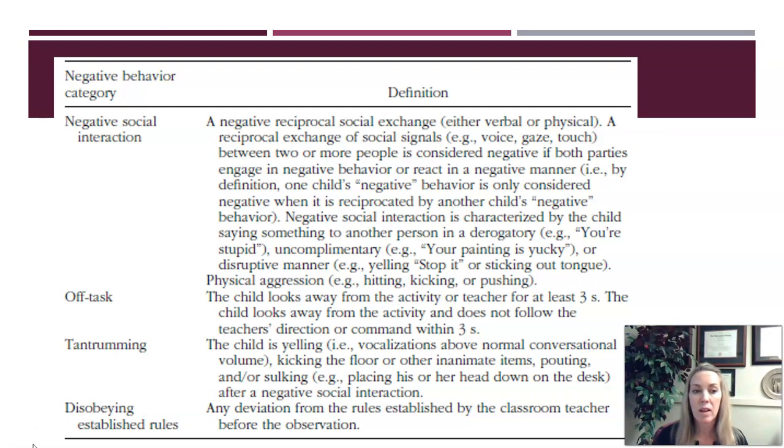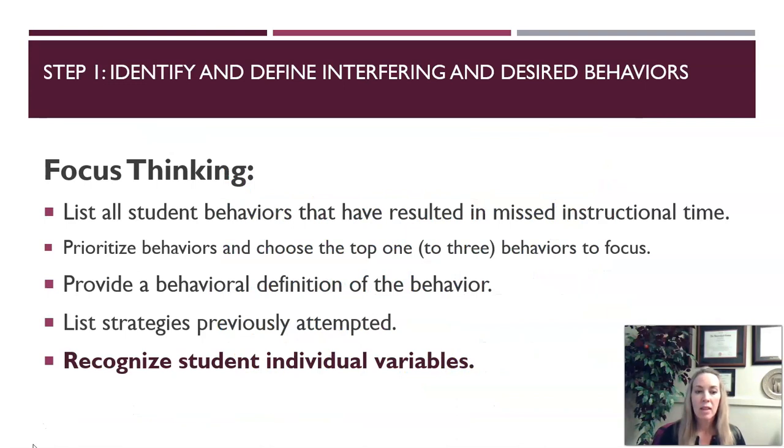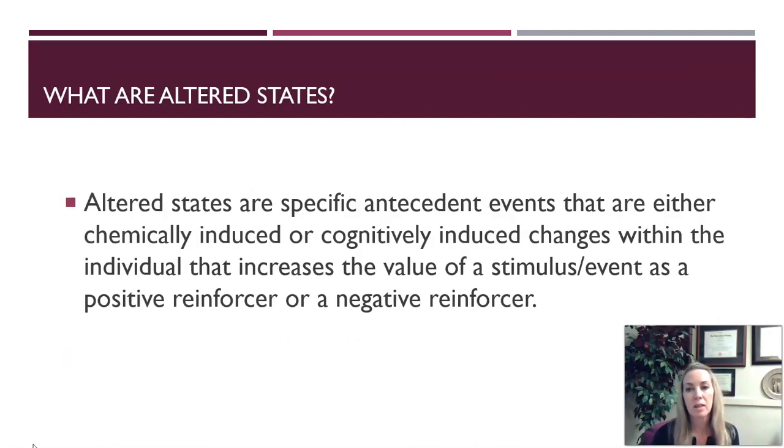So these are published examples from a peer-reviewed research study. What are the characteristics of these definitions that make them appropriate definitions? Well, they're observable. They're not indicating inner states. Okay, let's move on and think about beyond providing a behavioral definition for that behavior that you've identified that results in the most missed instructional time, that's been prioritized. You've got your behavior and you've considered other strategies that have been tried that are not working. But we want to also recognize student individual variables. So let's talk about some of the terms associated with this concept.